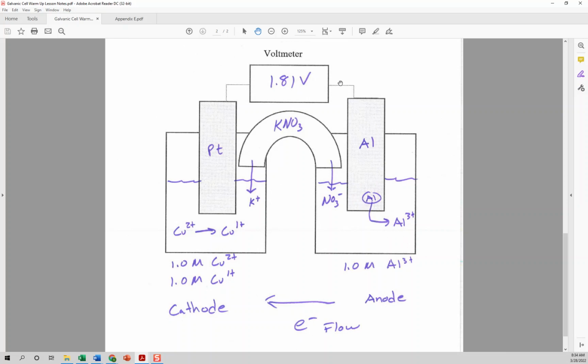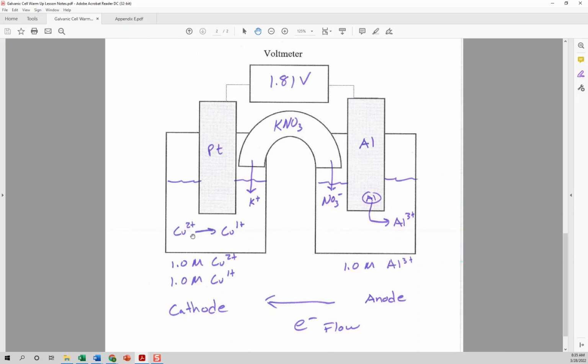And so as the electrons flow across the wire, they're going to go down through the platinum, and they're going to add on to a copper 2 plus. And 1 electron will add on to 1 copper 2 plus, and you'll yield 1 copper 1 plus. So as this reaction proceeds, the concentration of copper 2 plus in the solution is going to decrease, and the concentration of copper 1 plus is going to increase. They start out at 1 molar apiece because that's standard conditions for a galvanic cell. But as the reaction proceeds, you're going to lose copper 2 plus and gain copper 1 plus.